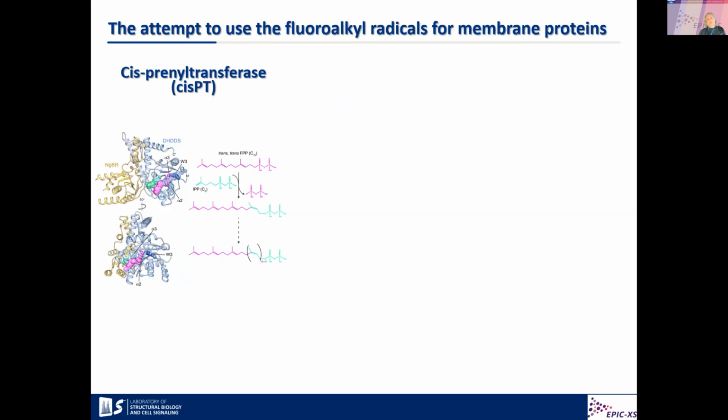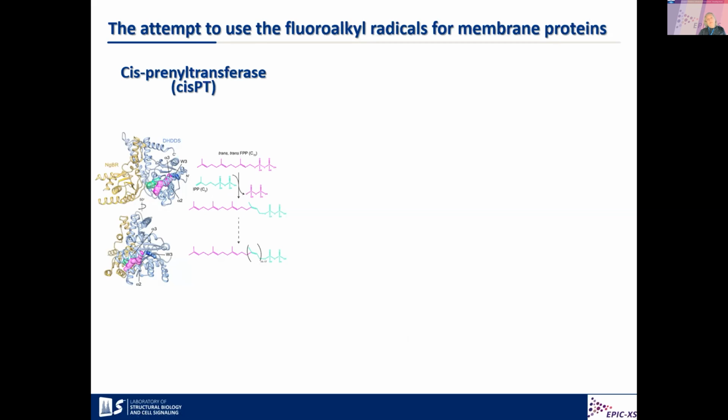In the next scenario, we decided that it might be good to try this radical chemistry for transmembrane proteins, because we believe that any like 4-alkyls are very lipophilic particles. So we started with cis-prenyltransferase, and it was a nice collaboration with our friends from Israel, Moshe Giladi and Yoni Haitin. They supplied us with this cis-transferase.